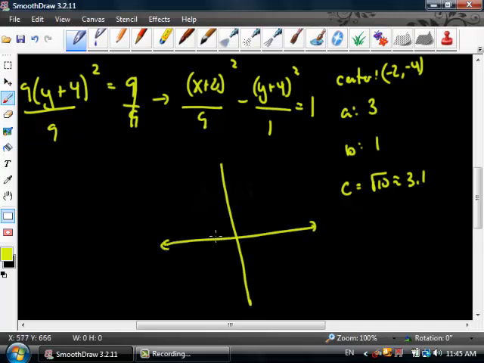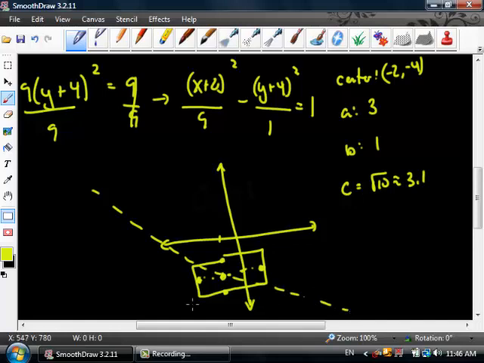So I got a -2, -4. Which way am I going 3? Left and right or up and down? Which way am I going to go 3? What do you think, Chief? Left and right. 1, 2, 3. 1, 2, 3. And then up and down 1 and 1. Your box is going to look kind of like this. I draw asymptotes through the corners of the box.